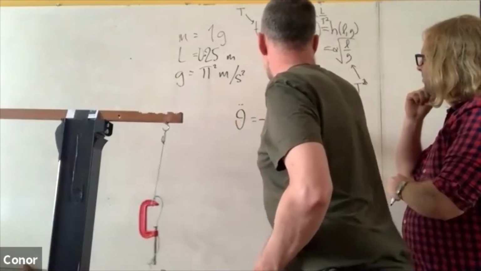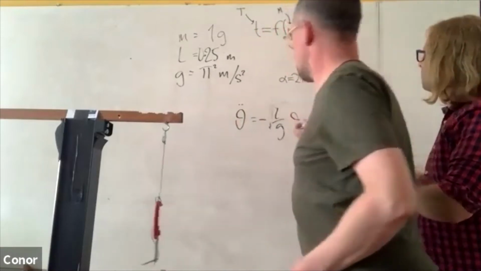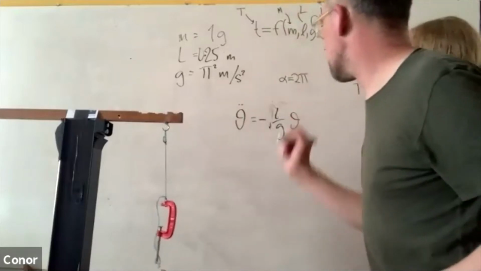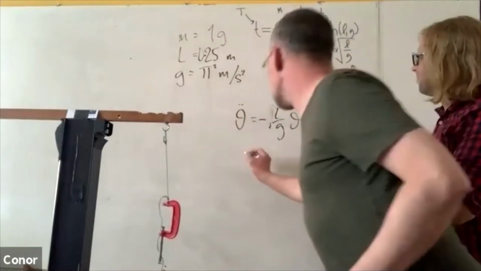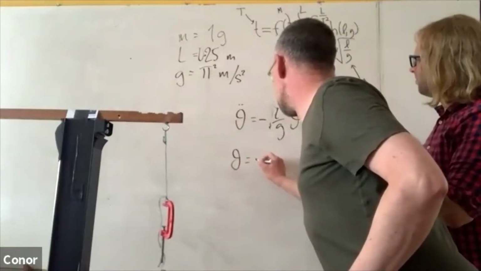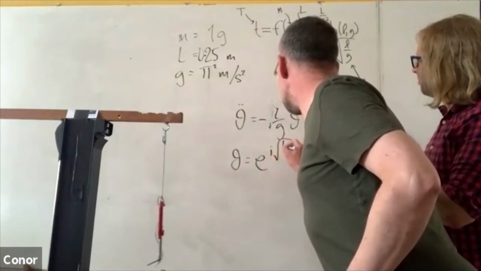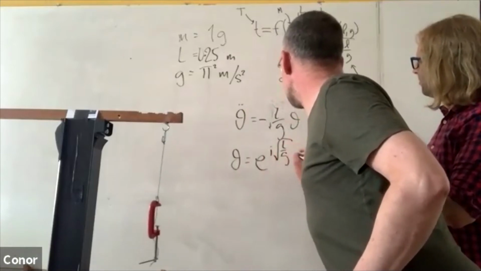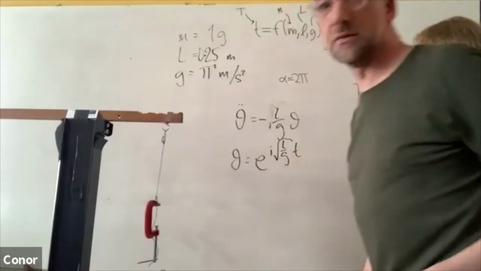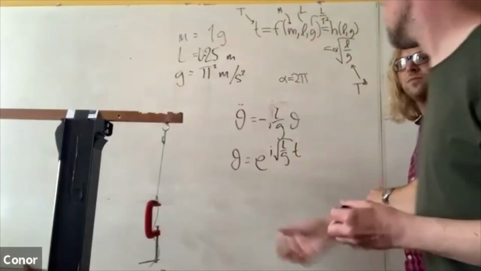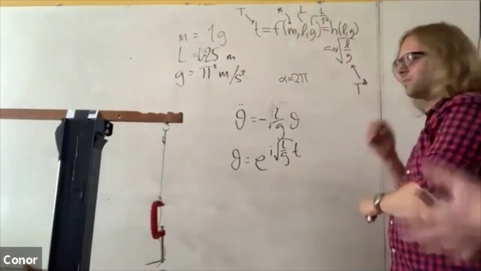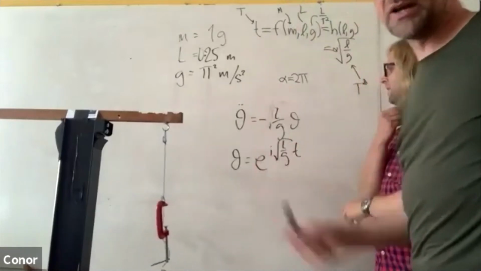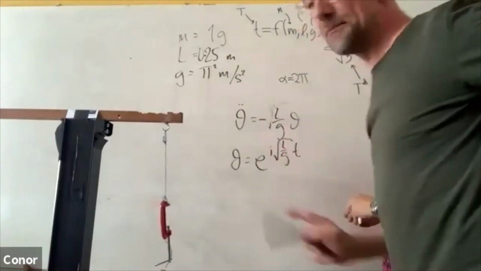it's minus L over G theta. And then the only solution to that is theta is e to the i root L over G times t, which means you go around in circles. But this is where the 2 pi comes from. It's making this 0 again.